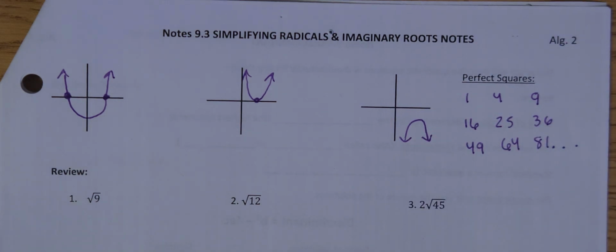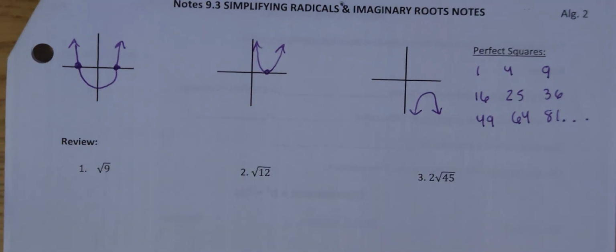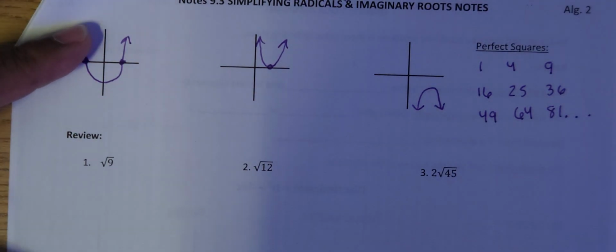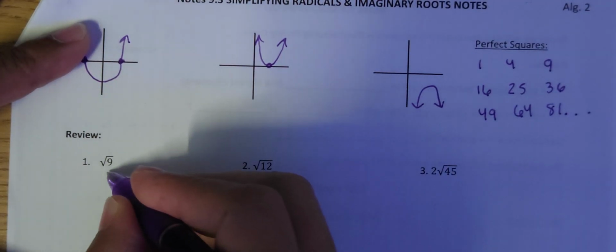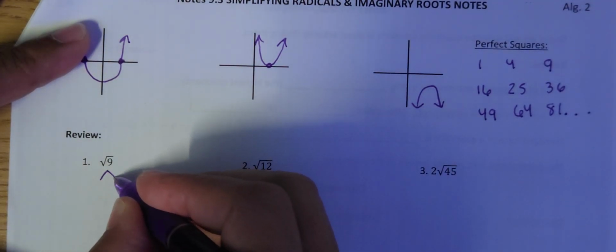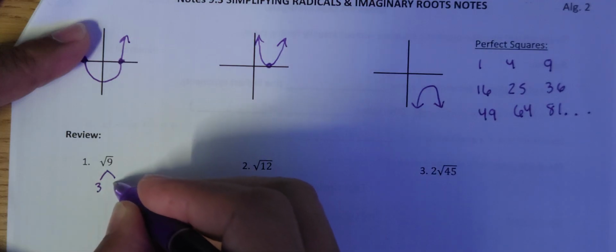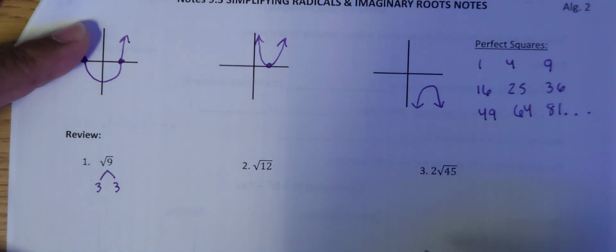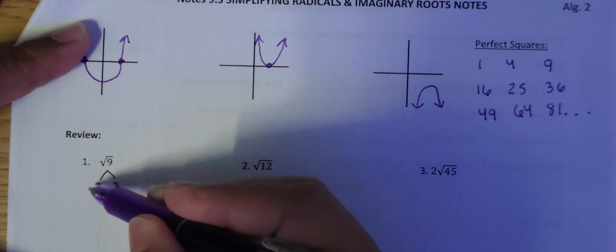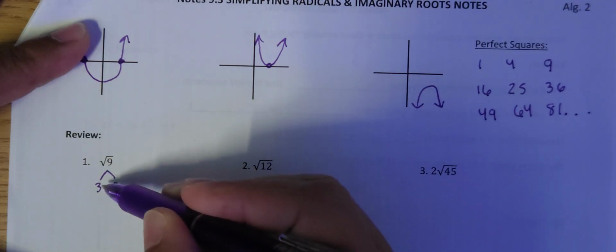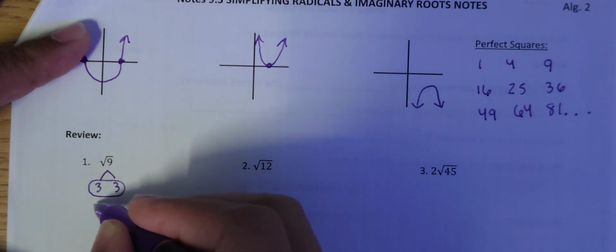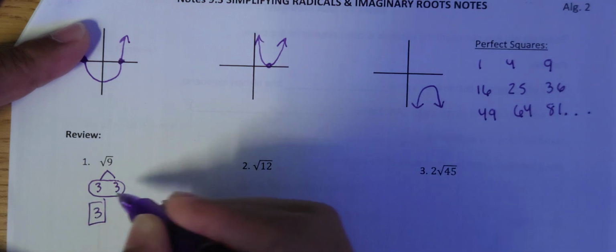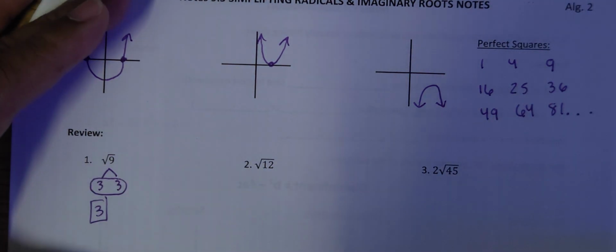Let's review what you've already seen, either in geometry or algebra 1 or even before those two courses. This is why the square root of 9 is equal to 3, because when you do a prime factorization tree, you end up with two 3s. Since we have two of the same prime number, that means we can take one out, and notice there's nothing left. So the square root of 9 is equal to 3. I'm using a prime factorization tree here.